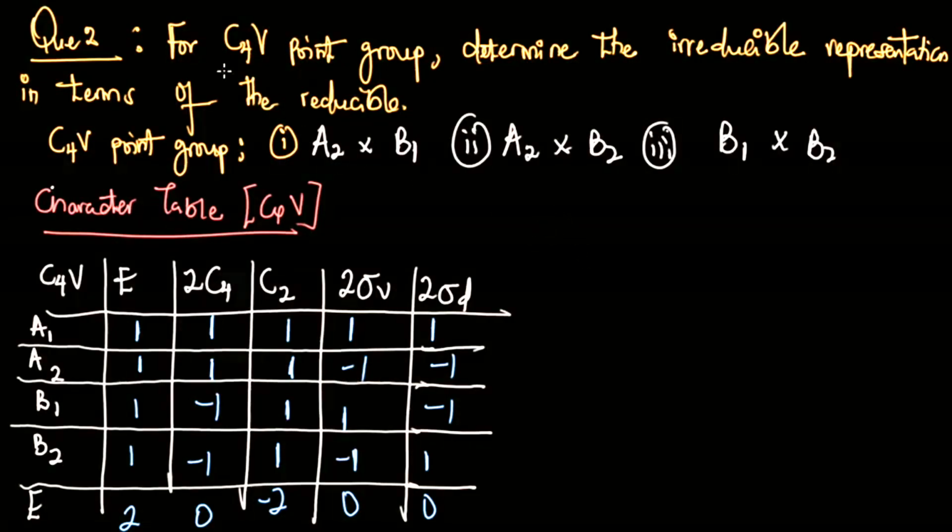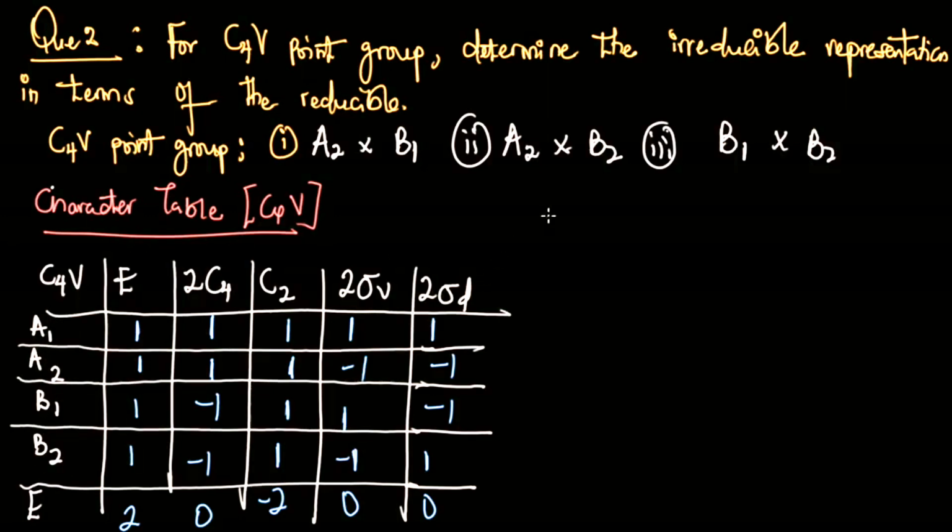Alright, so looking at this question for the C4v point group, we're asked to determine the irreducible representation in terms of the reducible. So basically we have the character table here. This is just a multiplication, and it is important to note that when you multiply two characters, let's say A2 and B1, your answer must be another member of the group. Let's say you multiply this one, your answer should be either A1, B2, or identity. If you multiply these two, your answer should be among these three.